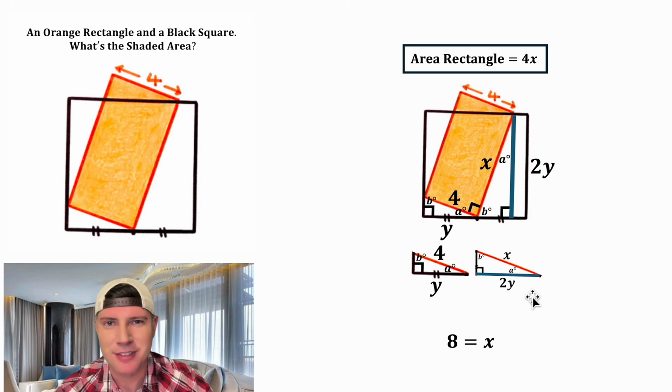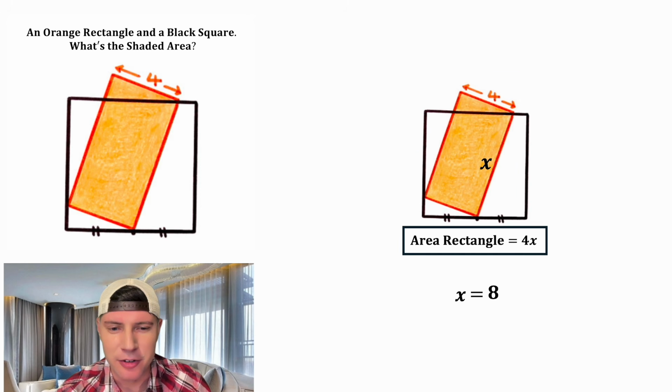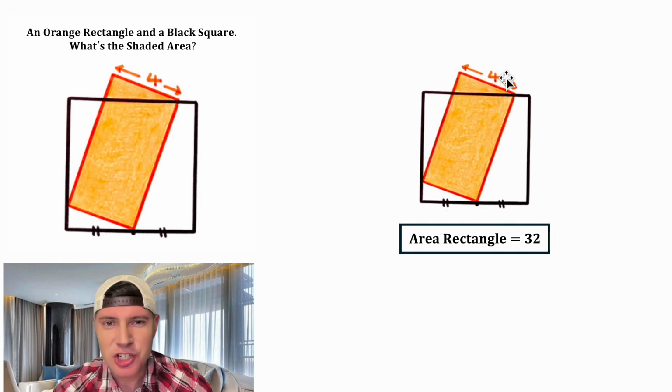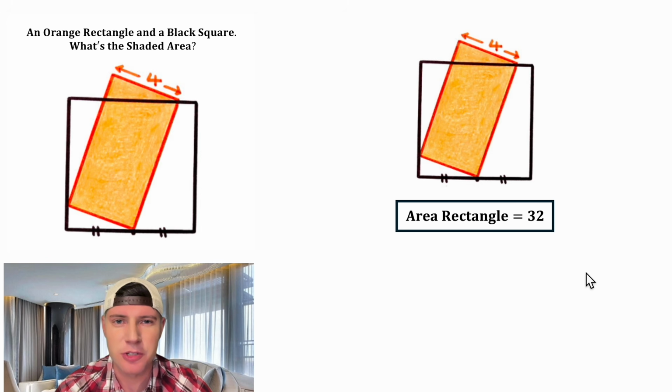x equals 8. Let's plug it into the formula we created earlier. In the place of this x, let's plug in 8. And 4 times 8 is 32. This shaded area is 32 square units.